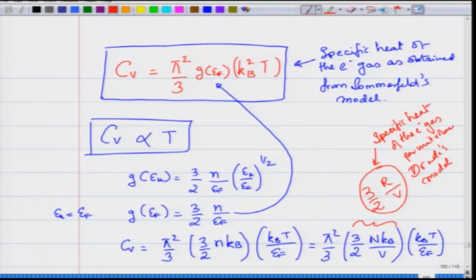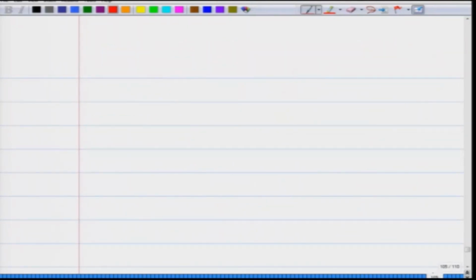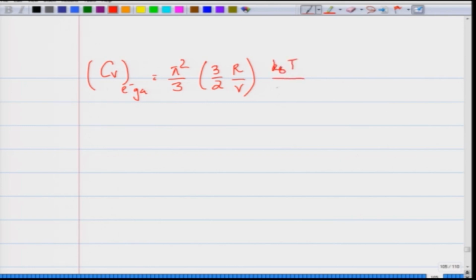So, you see that that expression has returned back, but the specific heat of the electron gas is not 3 by 2 R. It has that term, but it is smaller than 3 by 2 R by an amount which is this. So, the specific heat of the electron gas is pi square by 3 into 3 by 2 R by V into kBT divided by kBTF, as the Fermi energy is written as kB times the Fermi temperature, and T by Tf is of the order of 10 raised to minus 2.